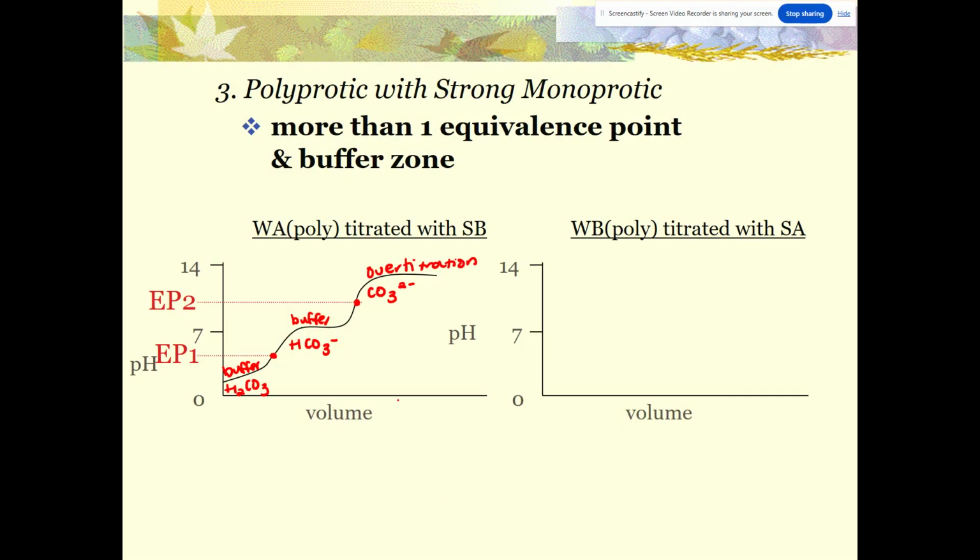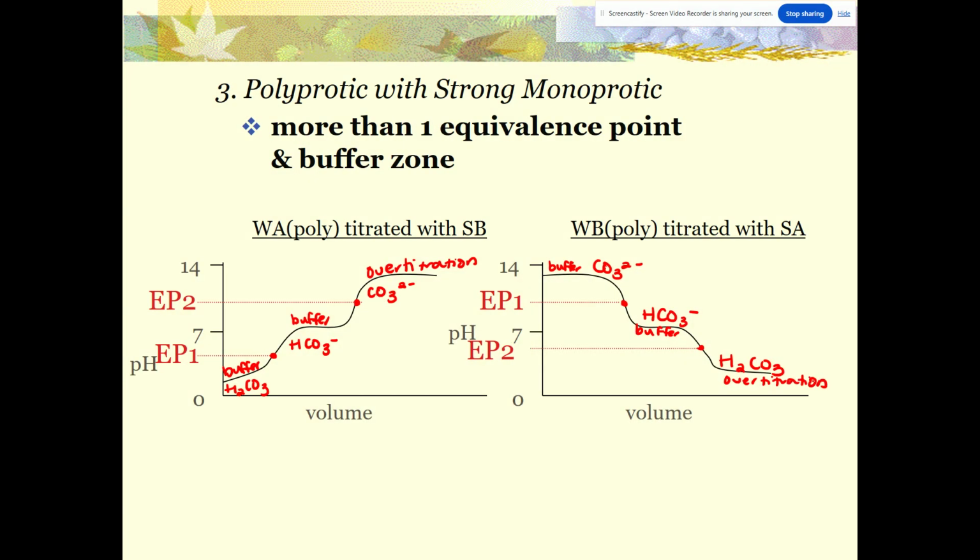All right? Now, if you have a polyprotic base being titrated with a strong acid, same idea, multiple endpoints. Here's endpoint 1, here's endpoint 2. Now, this could be, for example, my CO3 2-. It gains its first hydrogen here to become HCO3-, and its second hydrogen here to become H2CO3. Okay? This is my buffer region 1. This is my buffer region 2, and this is my overtitration.